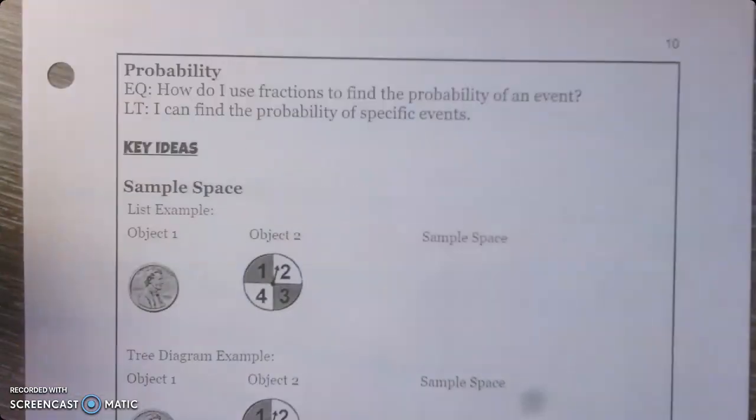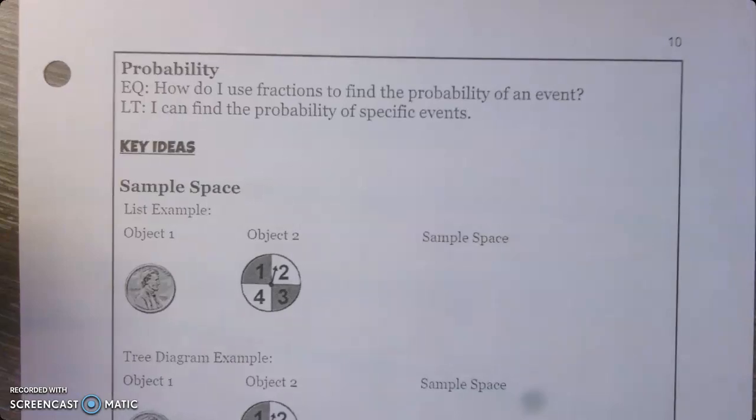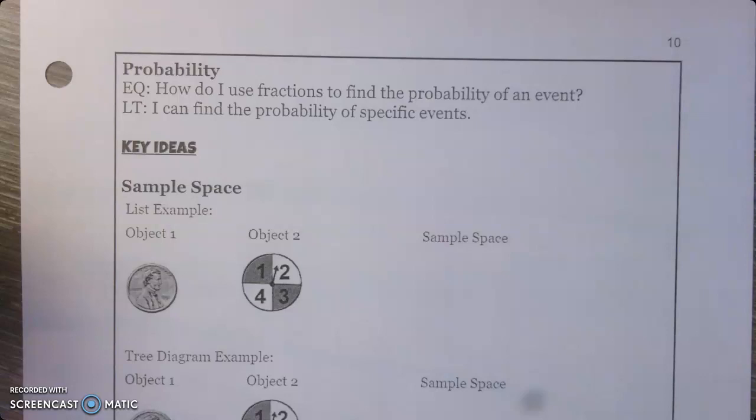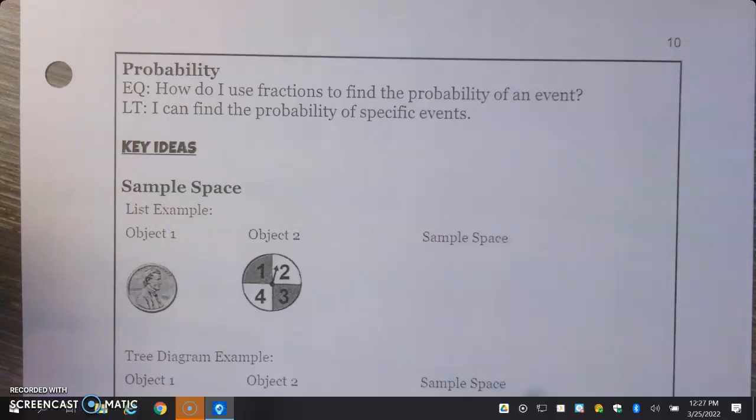All right, it's Thursday. We're getting there. We're close to Friday. Today we're going to be reviewing probability for our MCA prep. So make sure you've got your packet, a pencil, and a calculator ready to go. Our essential question is, how do I use fractions to find the probability of an event? Learning target: I can find the probability of specific events.